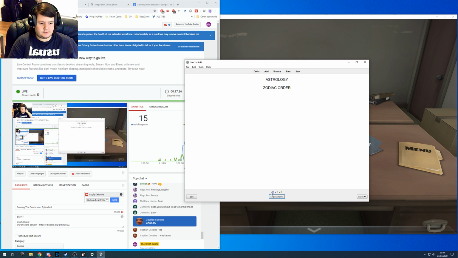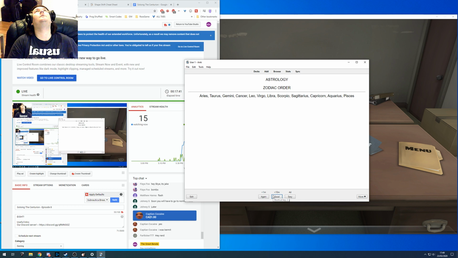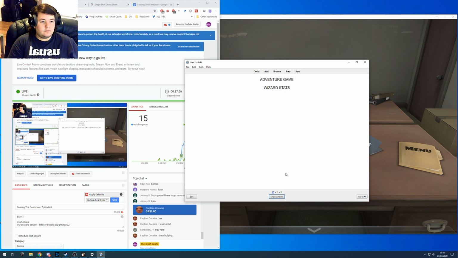Zodiac order for astrology. I'm just going to show this and shut my eyes so people can follow along. Is that up? Yeah. So it should be Aries, Taurus, Gemini, Cancer, Leo, Virgo, Libra, Scorpio, Sagittarius, Capricorn, Aquarius, Pisces. Wizard stats are 105. 84 is BR. VE? That one I'm not confident on.